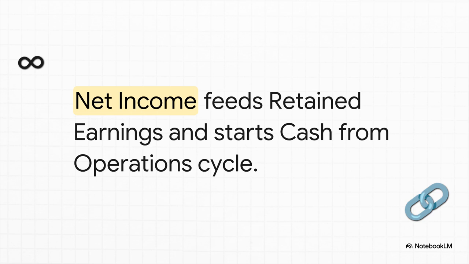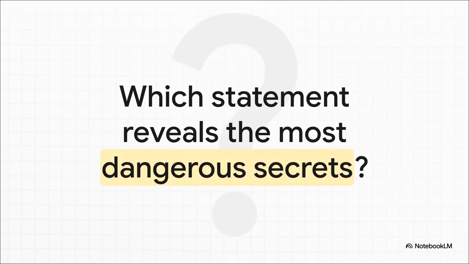Simultaneously, that exact same net income figure jumps over to the cash flow statement, where it acts as a starting point to calculate cash from operations. It is a perfect closed-loop system. So I want to leave you with this final thought to ponder. We've seen the frozen snapshot of the balance sheet, the performance story of the income statement, and the harsh reality of the cash flow statement. Which of these 3 financial statements do you think reveals the most dangerous secrets of a business?